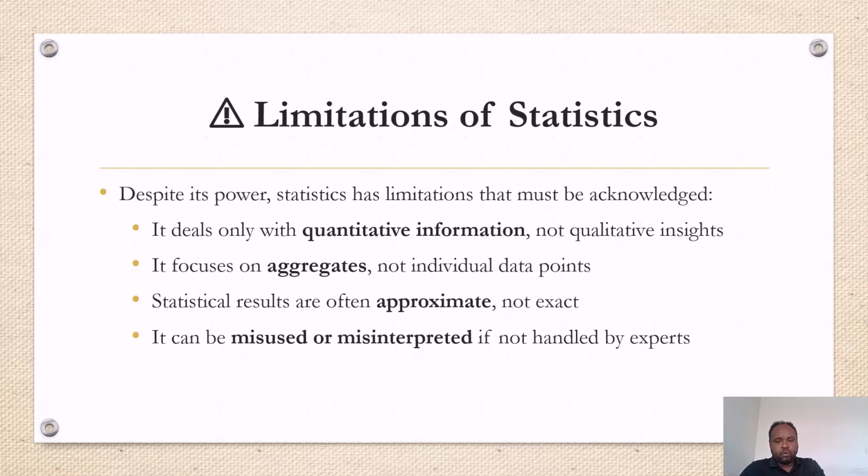Statistical results are often approximate, not exact, meaning that statistical conclusions are based on probability and estimation, not universal laws like in physics. They are true on average or within a defined confidence level, with an inherent degree of uncertainty, right? So statistics can be misused or misinterpreted if not handled by experts, meaning that statistics is a tool that can be deliberately or accidentally manipulated to promote false conclusions, such as due to poor sampling methods, biased data collection, or selective reporting that can lead to misleading results.